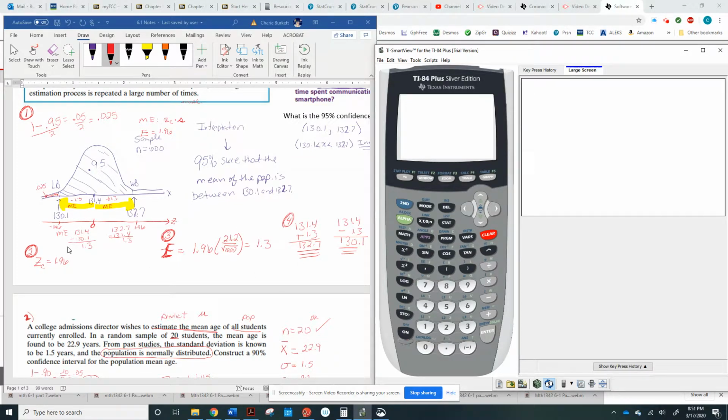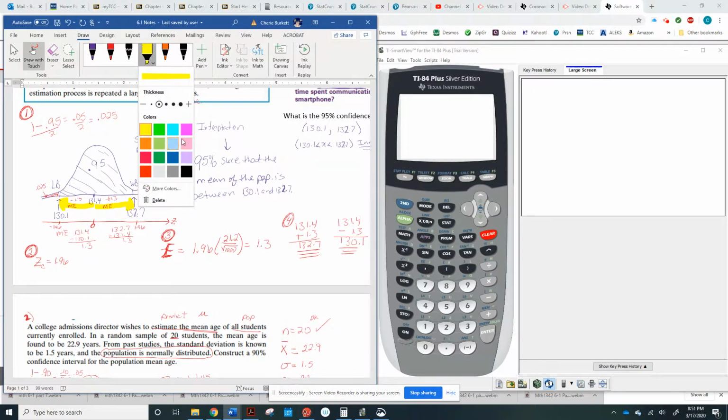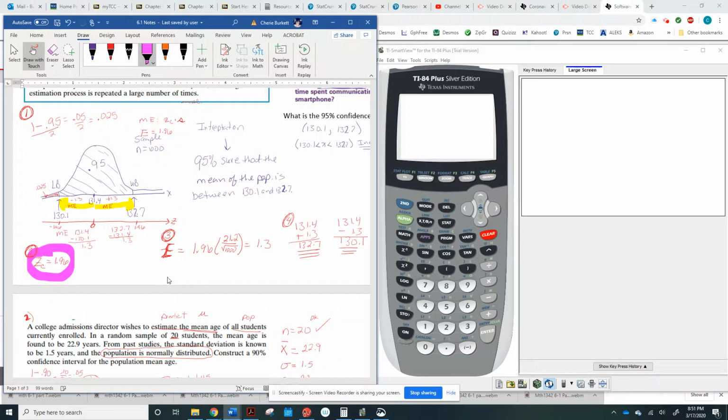So real quick, I'm going to show you how to use your calculator to find this value right here. This value. And I will show you how to use your calculator to find this value. Okay. So those numbers right there.